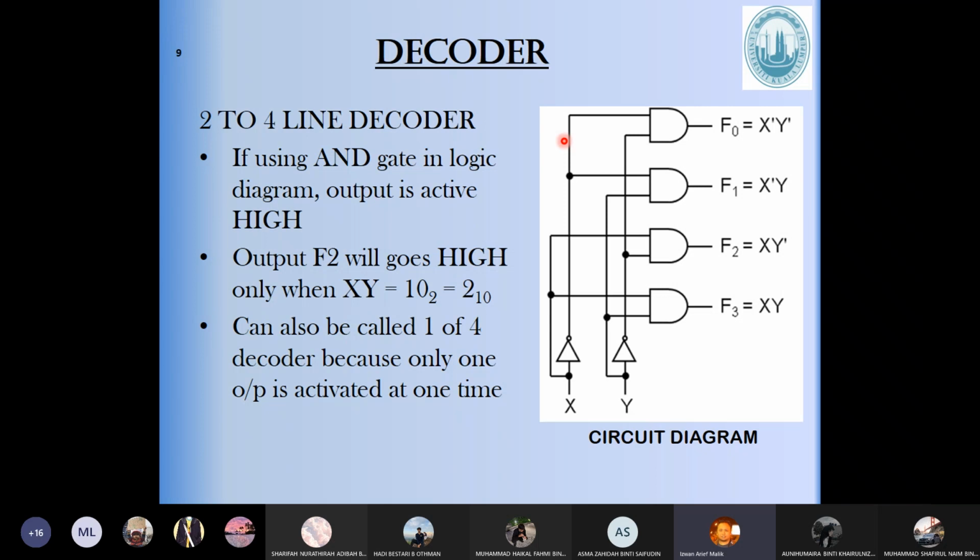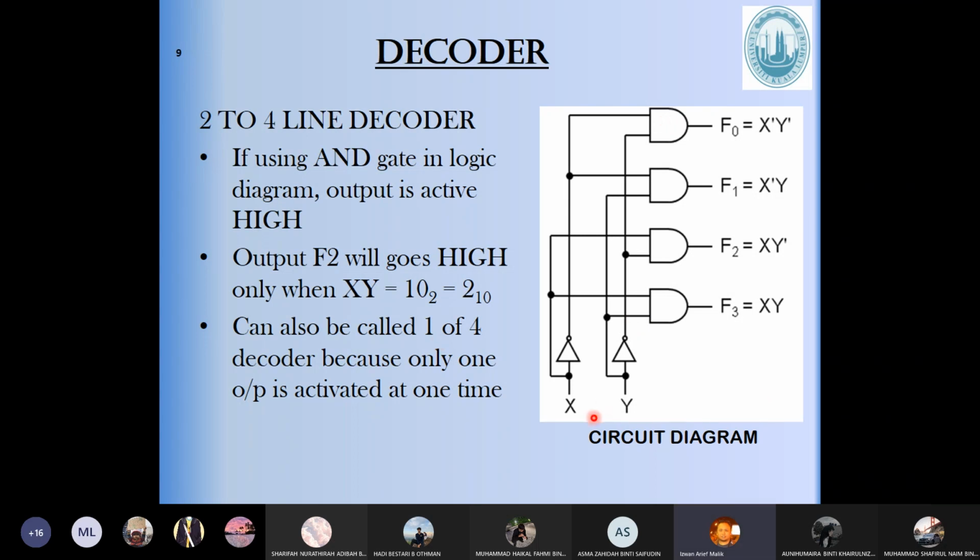Okay, so in the example here, output F2 will go high, which is this one, only when XY is equivalent to 1 0 in binary, or equivalent to 2 in decimal. Okay, when X is 1 and when Y is 0. So when X is 1, the AND gate gets 1. And then this is 0, inverted it becomes 1, so 1, 1, and you will get 1. The rest will become 0.